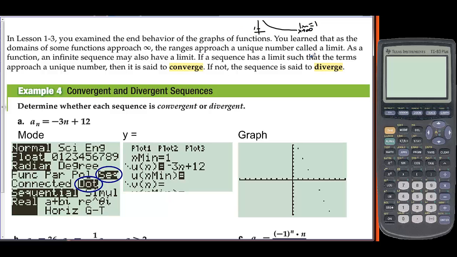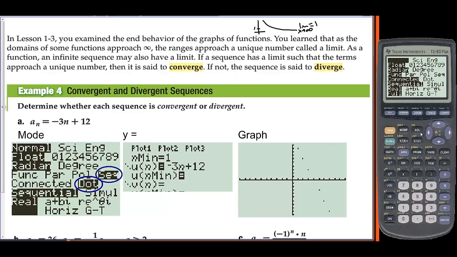If a sequence has a limit such that the terms approach a unique number, like in our example 1, then it is said to converge. If not, the sequence is said to diverge. Determine whether each sequence is convergent or divergent. Letter A. A sub n equals negative 3n plus 12.